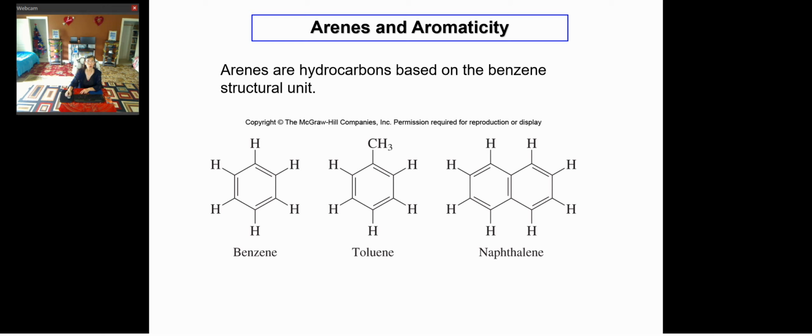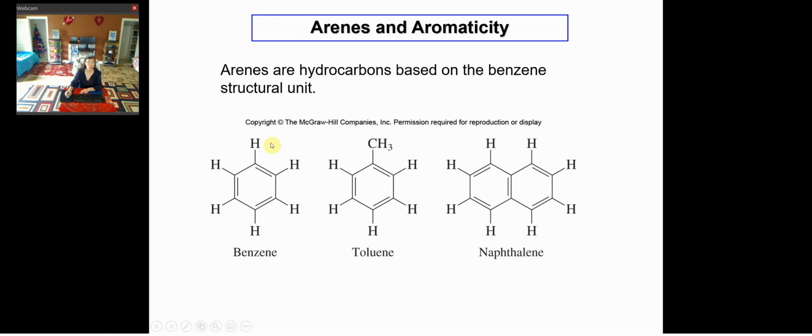First of all, what are the arenes? Arenes are molecules composed of hydrogens and carbons. Arenes are hydrocarbons, and they are also based on the benzene structural unit. Your arene compounds have two key points. Number one, they are hydrocarbons. Number two, they are based on the benzene structural unit.